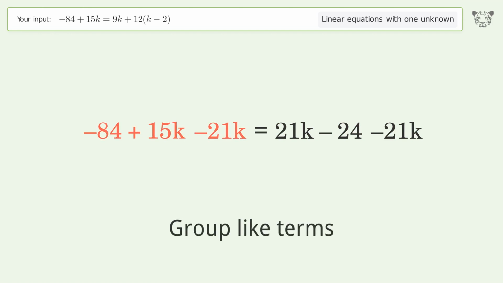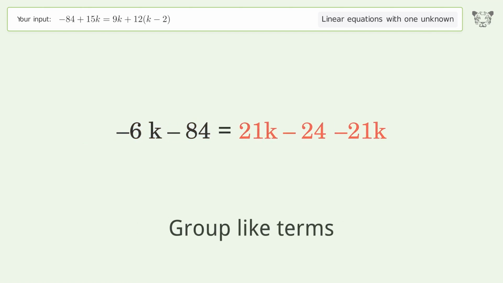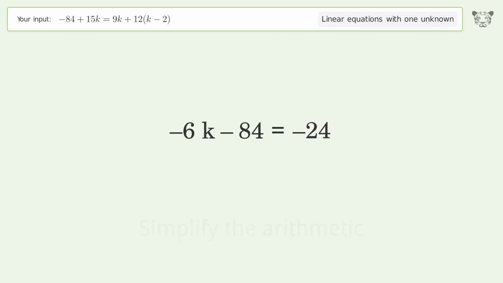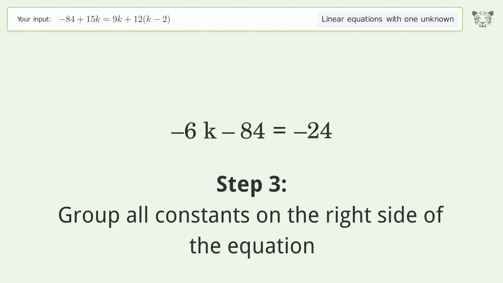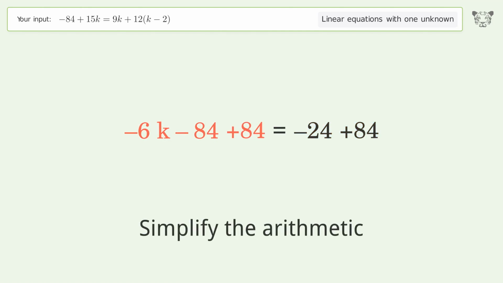Group like terms. Simplify the arithmetic. Group like terms. Simplify the arithmetic. Group all constants on the right side of the equation. Add 84 to both sides. Simplify the arithmetic.